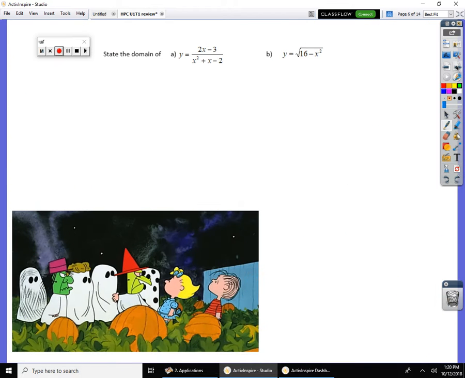Okay, here we go. Woo! All right, we're going to start with B because it's the easiest. What rule applies to square roots? What do you know about square roots? What can't you do? You can't take the square root of a negative, which means that 16 minus x squared has to be greater than or equal to 0, yes?